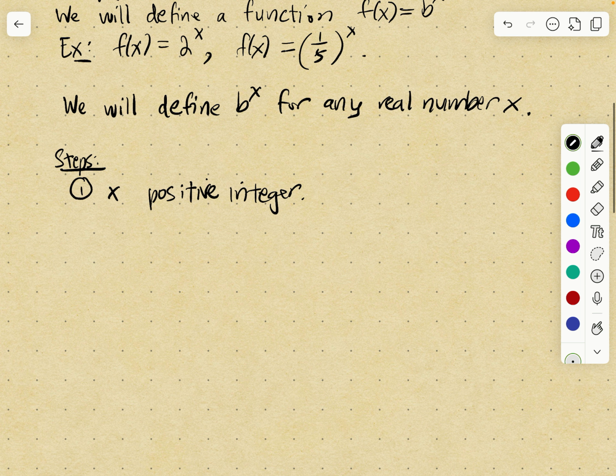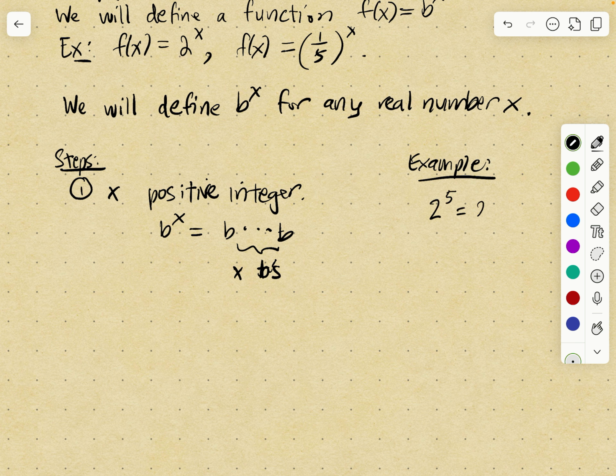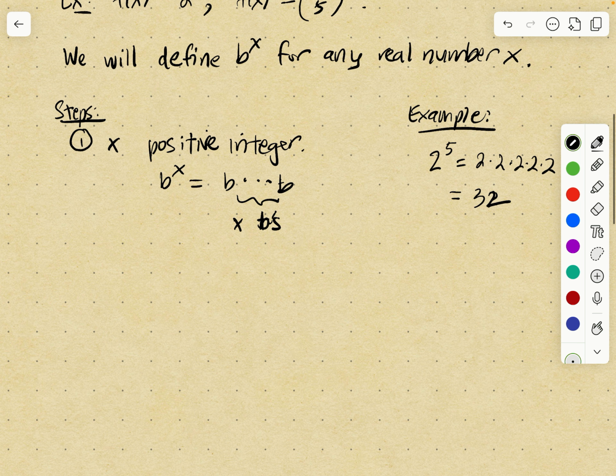Well, that's easy. We'll define b to the x to be what you get when you take x b's and multiply them. So for example, if b is 2 and x is 5, then 2 to the 5th power is defined to be 2 times 2 times 2 times 2 times 2, which is 32. So this is something that you are already familiar with. So that is what you do for b to the x when x is any positive integer.